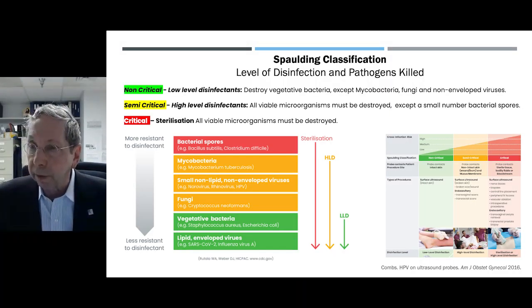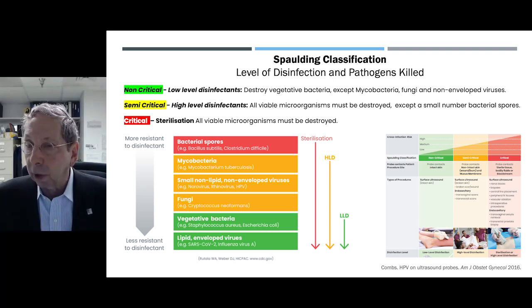Again, in the Spaulding classification, we have the levels of disinfection. We'll have different activities against different pathogens. As you can see in this hierarchy, lipid envelope viruses, which include SARS-CoV-2, are the most easily inactivated, followed by vegetative bacteria, and low-level disinfection will eliminate those. Next, we have fungi, small non-lipid, non-enveloped viruses such as the norovirus, HPV. Then we have mycobacteria, and high-level disinfection will eliminate those. And finally, we have bacterial spores, and sterilization will eliminate those.